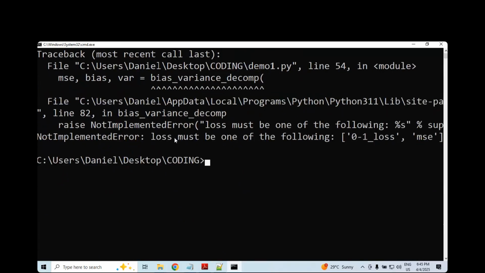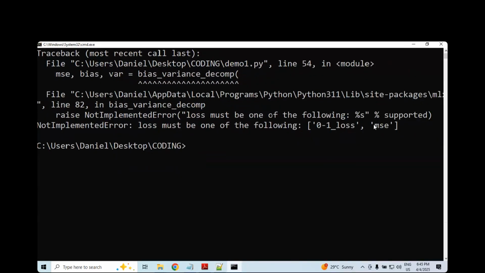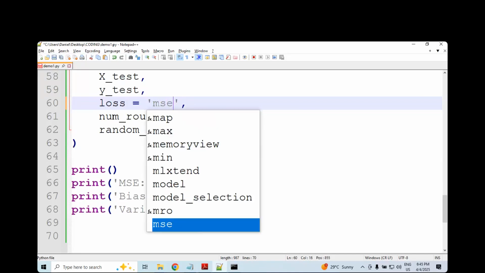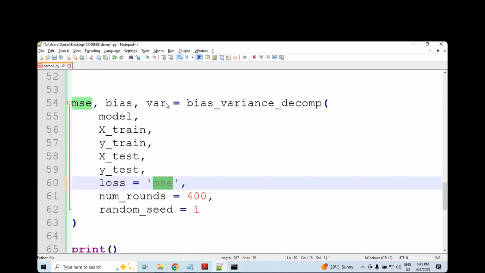Not implemented error. Oh, all right. What error can we apply? MSE you can apply. The next one will be 0 to 1 loss. You can go for MSE only as of now. But in deep learning, we can directly provide. In deep learning, I can talk more.